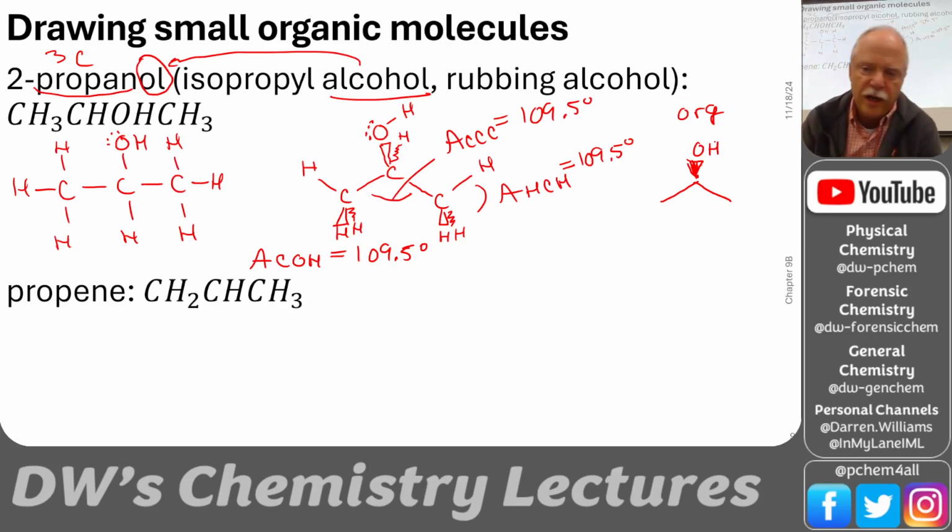Okay, let's do propene. Now, this is a little different. We see one little letter different. And so that means there's a double bond in there somewhere. So notice we've got fewer hydrogens. We used to have CH3, CH2 for propane. Now we've lost 2 hydrogens. So we're going to be making a double bond.